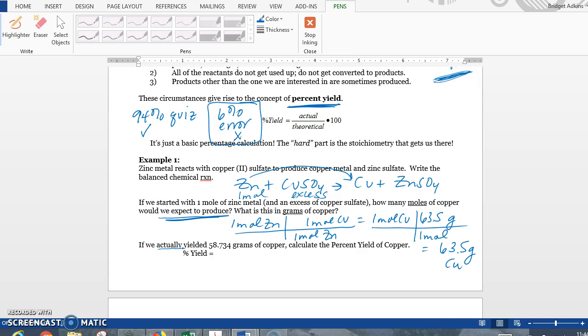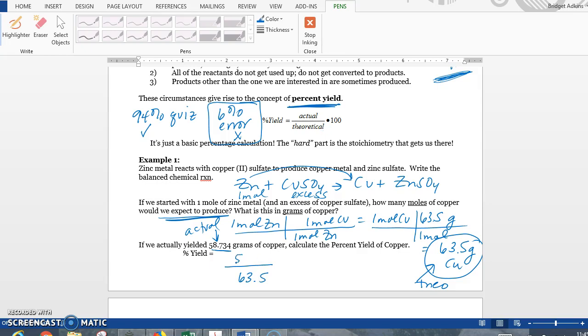It says if we actually yielded this many, so they've got a pretty nice balance that's measuring to 3 decimal places. So this is your actual. Then calculate the percent yield of copper. Well, how much should we have made? Theoretically, right, from the balanced chemical equation, as soon as you see that mole to mole, you know this is a theoretical because you're using the balanced chemical equation. We know that we should have made 63.5. So that one goes in the bottom for the theoretical.